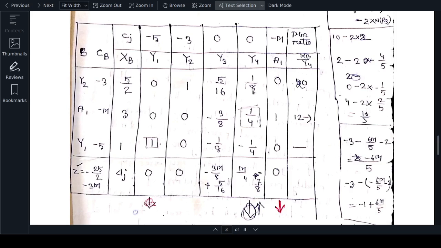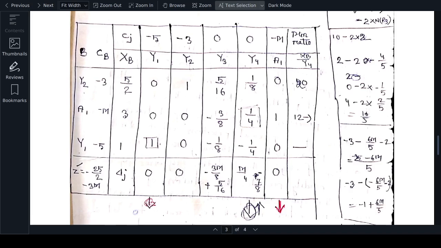Sir, when the artificial variable is outgoing, why do we remove it from the table? Is there a reason? The reason is that if an artificial variable is present after the solution, if it is present in the z dash calculation, then this does not give us a solution.